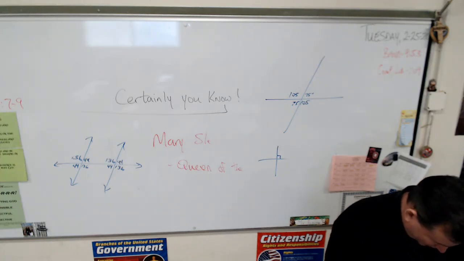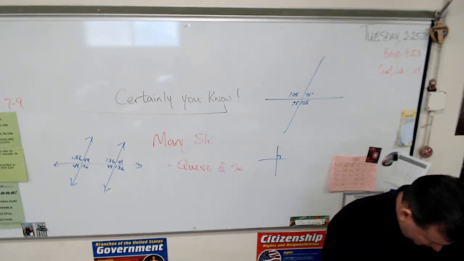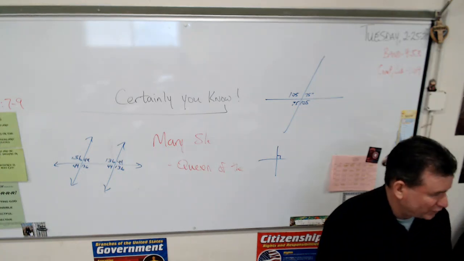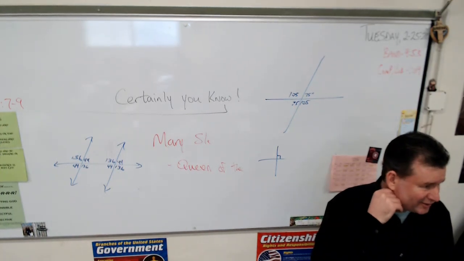What's the measure of angle 1? The measure of angle 1 has to be the same as angle 3, and angle 5, and angle 8, and angle 10, and angle 12. Did you follow all that, what I just said? No. Look at that.